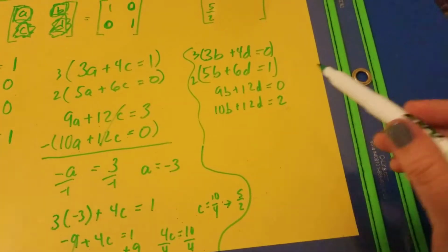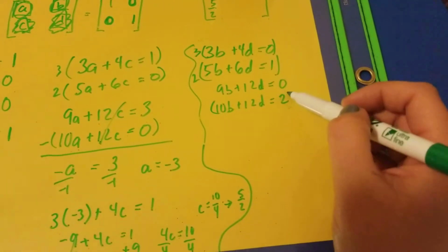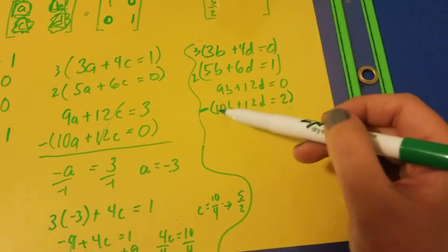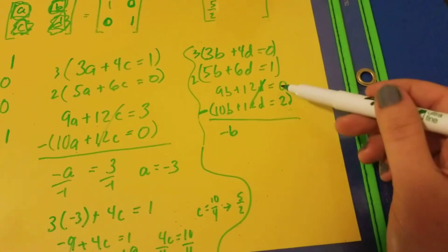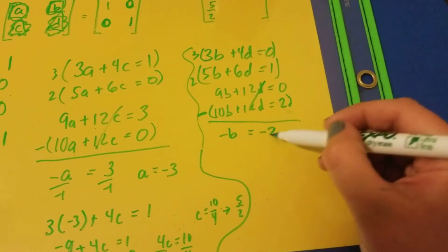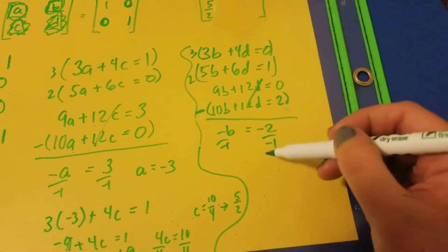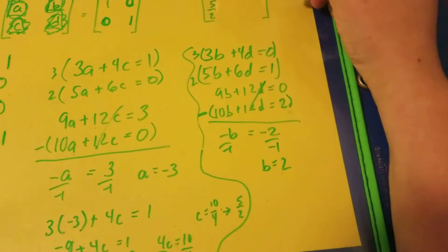So now I'm going to solve this. So I have 2 positive 12s and I want them to cancel. So I'm going to subtract. So I have 9b minus 10b, which is negative b. These cancel. And then 0 minus 2 is negative 2. So divide by negative 1, divide by negative 1. So therefore b equals positive 2. So where b is, I'm going to put 2.